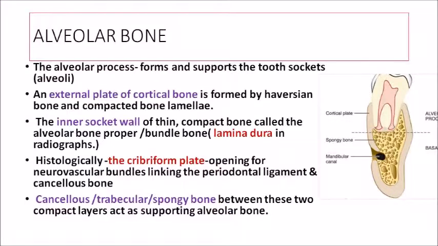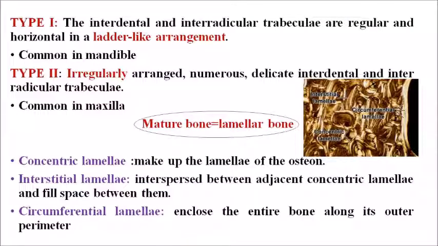Okay. There are two types of trabecular arrangement, type 1 and type 2. In type 1 arrangement, the interdental and interradicular trabeculae are very regular and they show a horizontal ladder-like arrangement. So, the good quality arrangement is type 1 arrangement, which is common in mandible. Type 2 is irregularly or haphazardly arranged trabeculae. It is numerous and delicate. Okay, it is commonly found in maxilla.